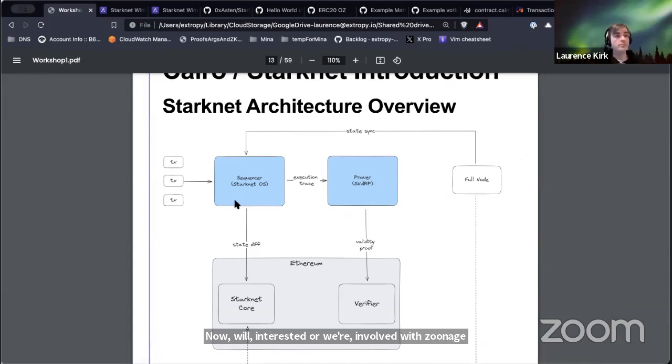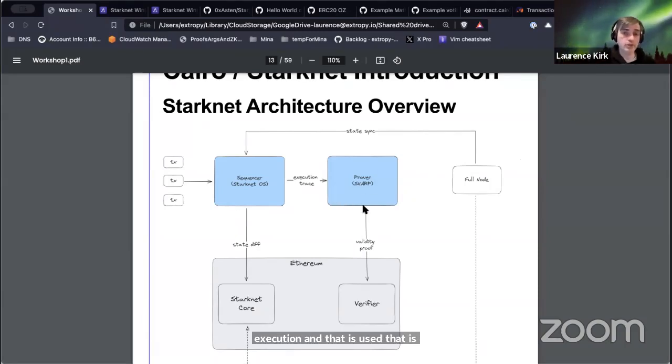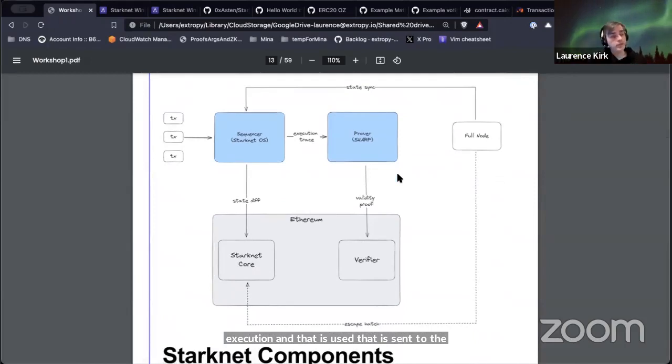Now we are involved with zero knowledge proofs, and the proof that we want to create is a proof that this transaction was executed correctly. So once that transaction has gone to be executed, what we get back is what is called an execution trace. So this is a very detailed listing of steps of the execution, and that is sent to the prover, the shared prover called Sharp, in order to create a zero knowledge proof. And this is the detail that Ethereum wants. It wants to know that this transaction has been executed correctly on the layer 2.